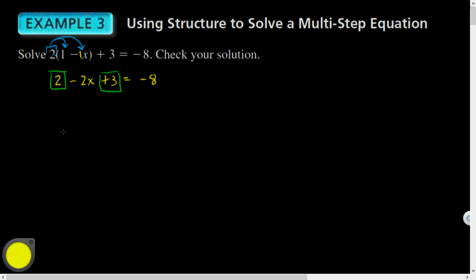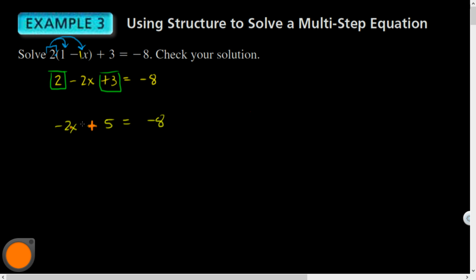Also, I like to write my variables first, so I'm going to write negative 2x. 2 plus 3 is 5 equals negative 8. And let's see now, 2 operations are happening to x. I've got multiplication by negative 2 and addition by 5. Which operation, Jimmy, do you think I should get rid of first?